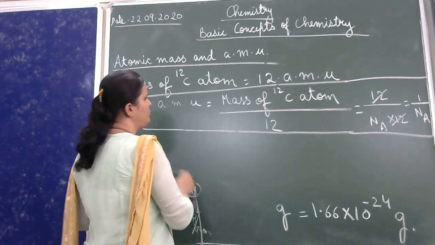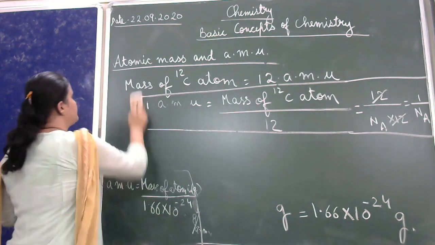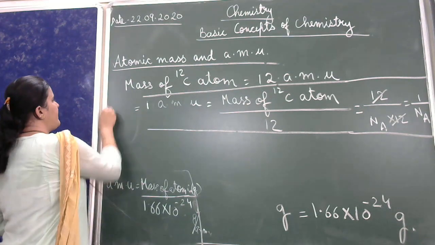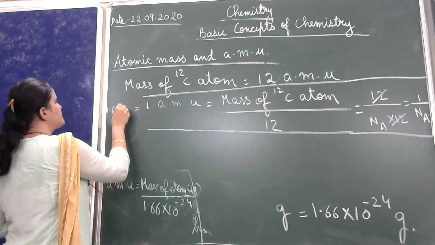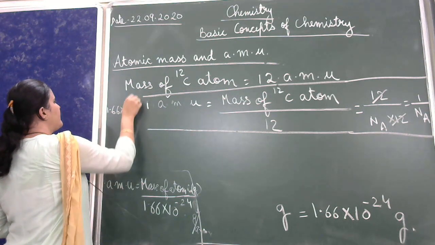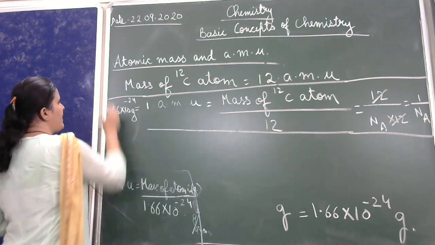See, 1 AMU, I don't have place here. Let me write over this. This 1 AMU is also equal to 1.66 into 10 to the power minus 24 gram.